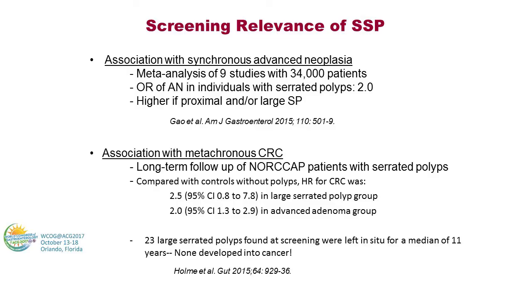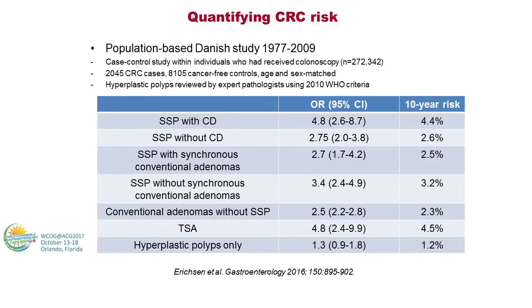But what is the risk associated with individual polyp subtypes? I think the most elegant and direct evidence comes from this population-based, recently published Danish study, which basically retrieved the records of a large group of patients who had undergone colonoscopy, and then re-reviewed the pathology of apparently hyperplastic polyps by expert pathologists using the WHO criteria.